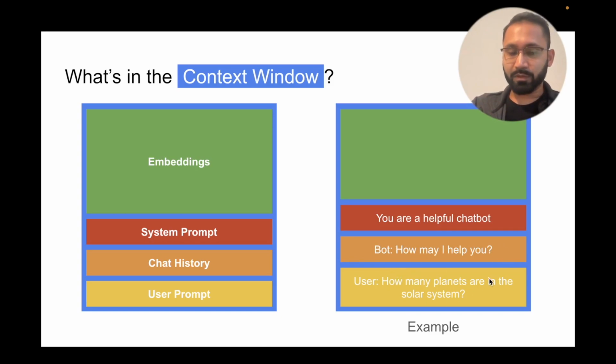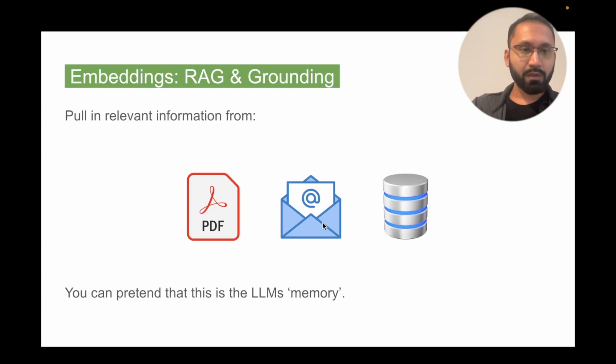And of course the user prompt. I think these are fairly self-explanatory. I'm going to expand on the system prompt and the embeddings. With the embeddings, what the embeddings are really is just text. Don't let the word make it sound too complicated for you. It's just snippets of text. Other words you might hear in this context are RAG, meaning retrieval augmented generation, and also grounding.